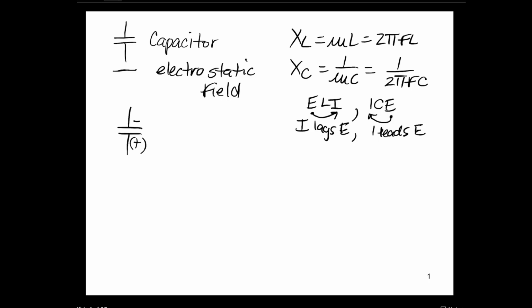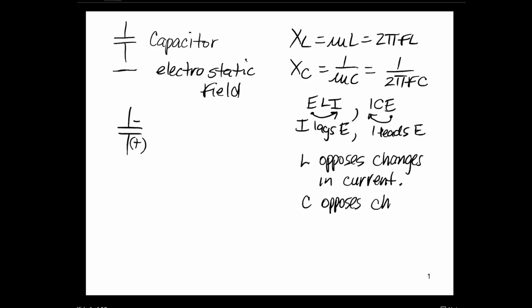When we said an inductor, L, opposes changes in current, that's when we used an inductor for surge suppression in power systems. We have C as our capacitor, which opposes changes in voltage.